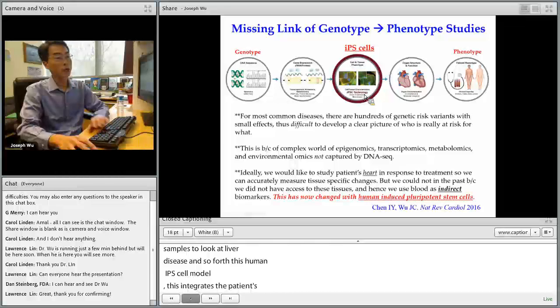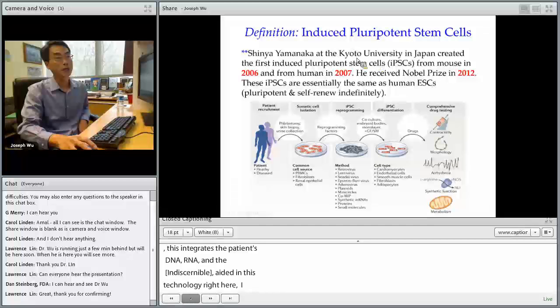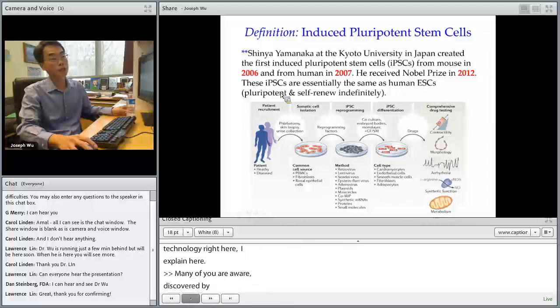I'll explain why. The iPS cells, as many of you are aware, were first discovered by Shinya Yamanaka back in 2006 in mouse, and in 2007 in human. He received the Nobel Prize in 2012 for this discovery. These cells are essentially the same as human embryonic stem cells in terms of pluripotency and self-renewal properties.